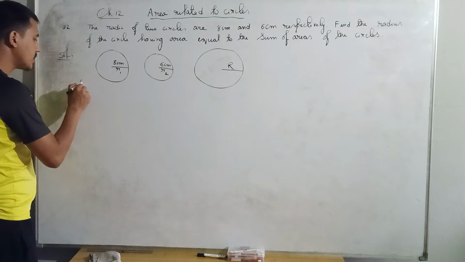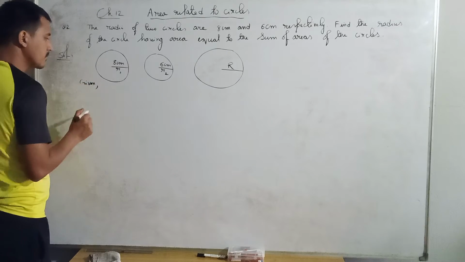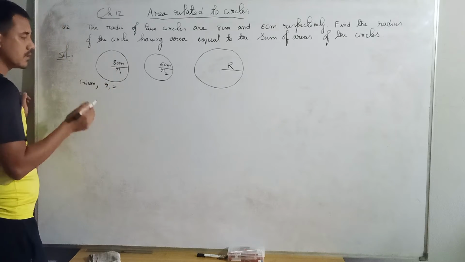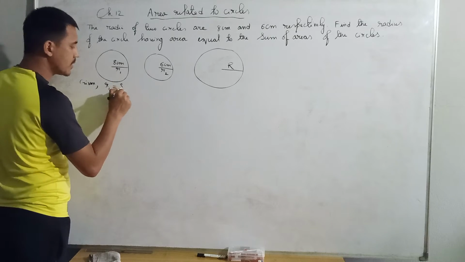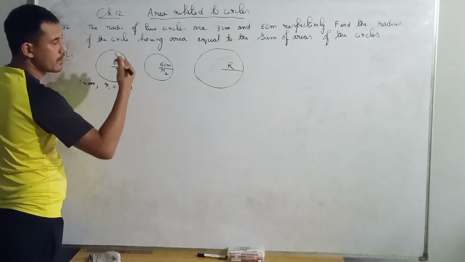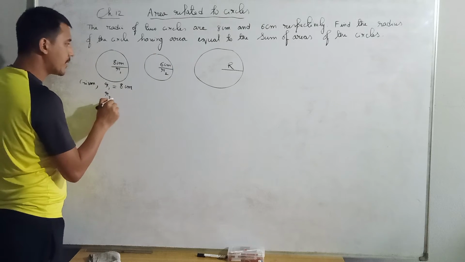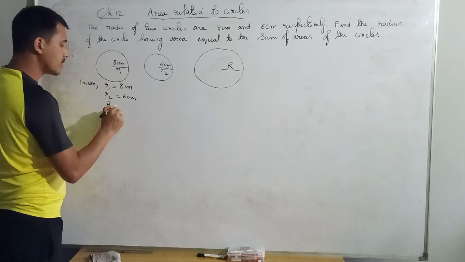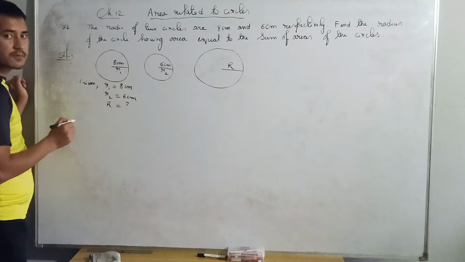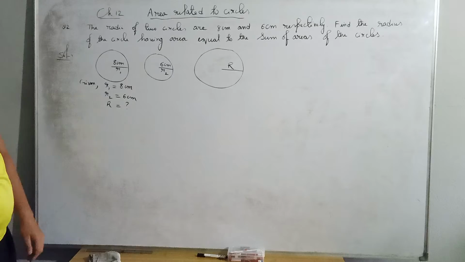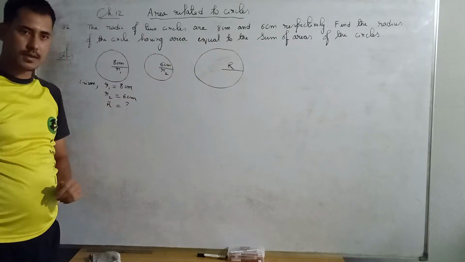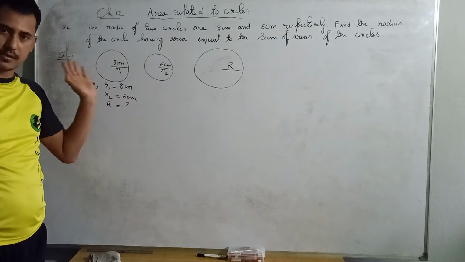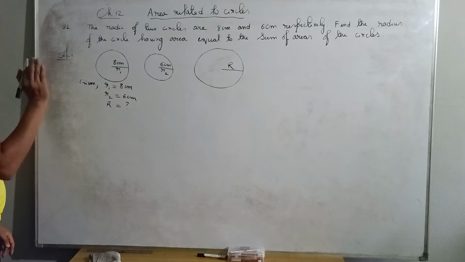So what I'm going to do is write the given condition. R1, the radius of the first circle, is 8 centimeter. Radius of the second given circle, R2, is 6 centimeter. We are asked to find out the radius of the third circle. And the area of this circle is equal to the sum of areas of the two given circles. So let me apply the given condition.